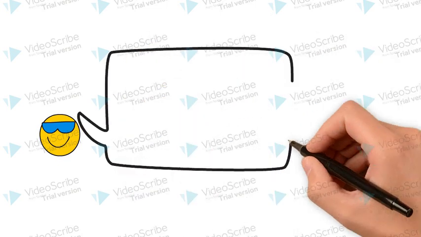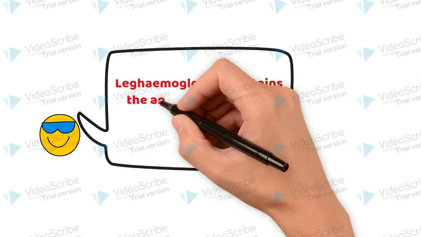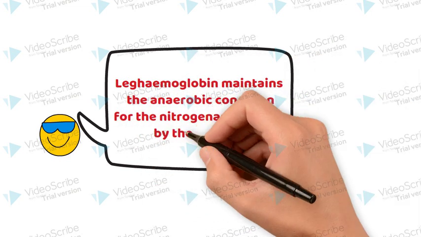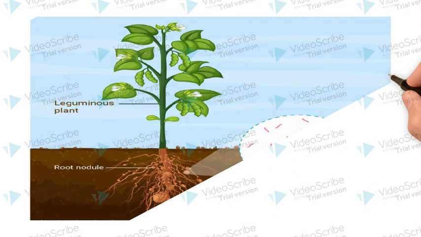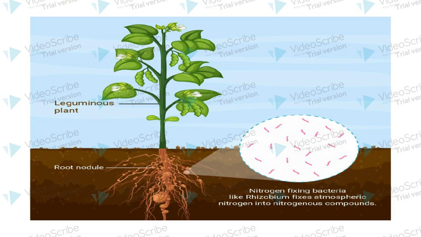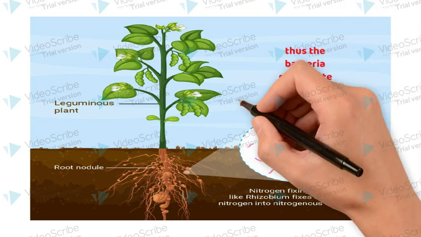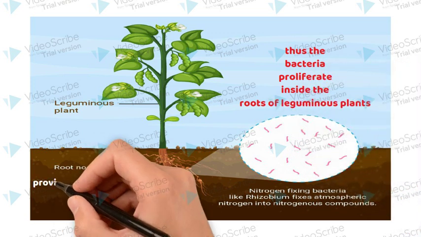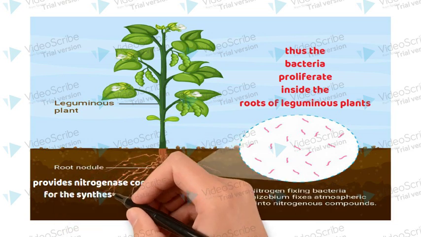Leghemoglobin is a very smart pigment. It blocks the interaction between the atmospheric oxygen and the nitrogenase enzyme so that the bacteria can carry out its nitrogenase activity. And thus, the bacterial cells proliferate in the roots of the leguminous plant, forming root nodules, which ultimately provide nitrogenous compounds for the protein synthesis to the plant.